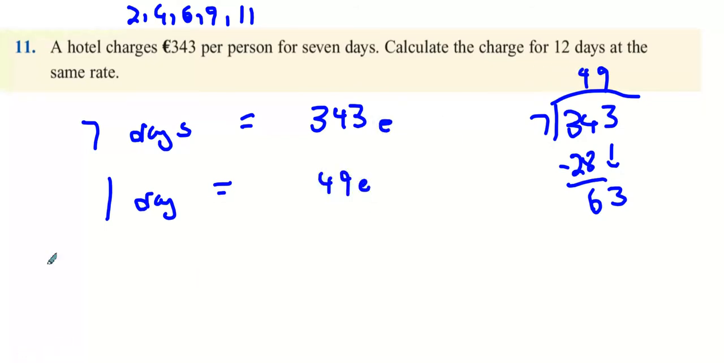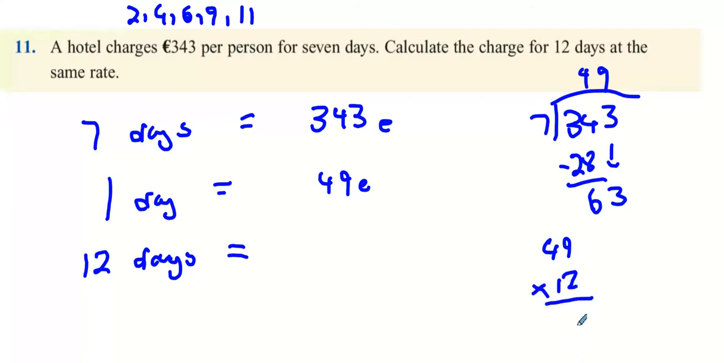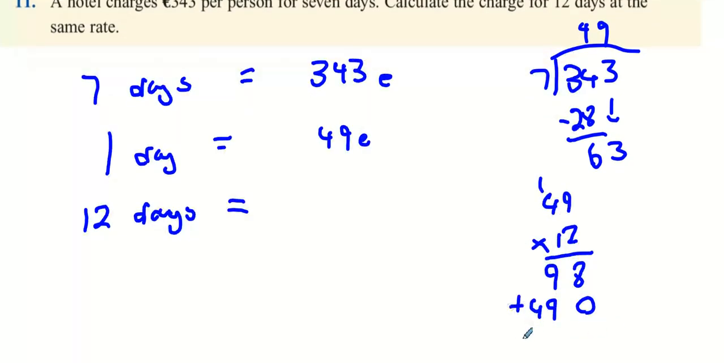And then we want 12 days. So we need to multiply 49 by 12. And you gotta do workings for these guys. There's no way you're doing these in your head. 98, 0, 490. Add them together. You should get 8. 8 carried a 1, €588. Okay.